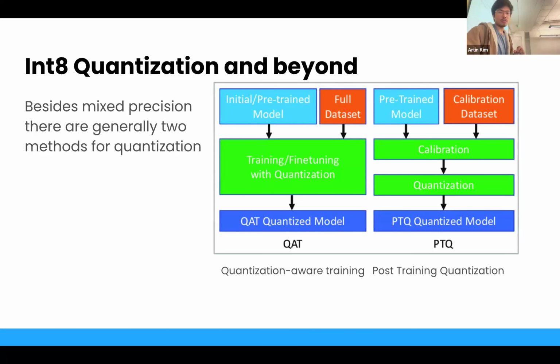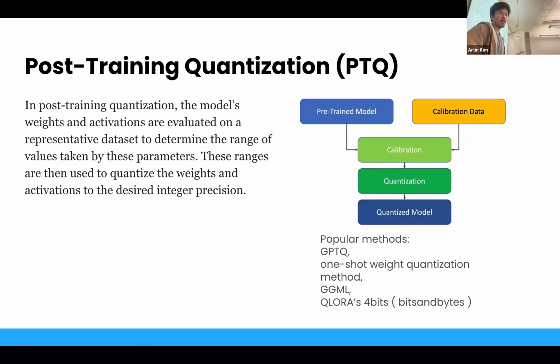Okay, so what we just talked about is that there are two main methods of int8 quantization, or other quantization methods, or even int4 for that matter. The one we just talked about, LLM int8, is post-training quantization, where you just have the weights and you do something to them. But there's also quantization-aware training, which is kind of what mixed precision is. But first, I'm going to talk a little bit more about post-training quantization.